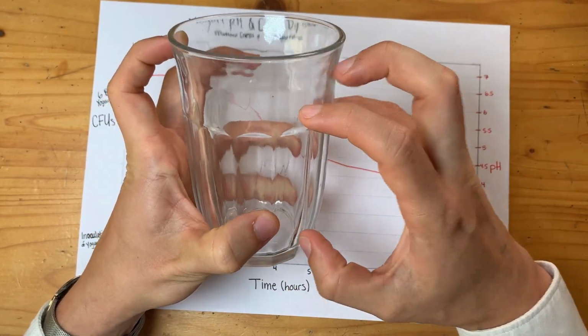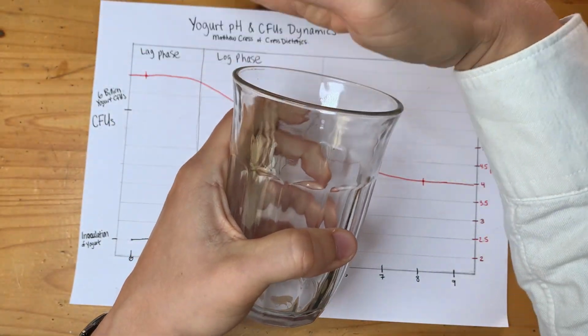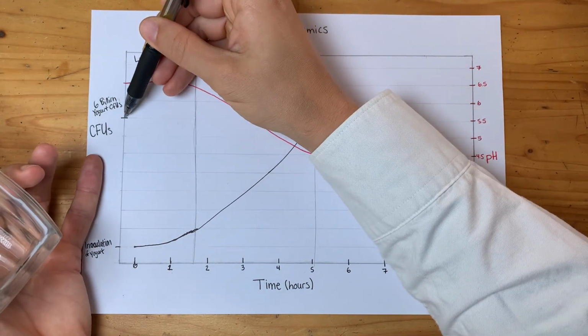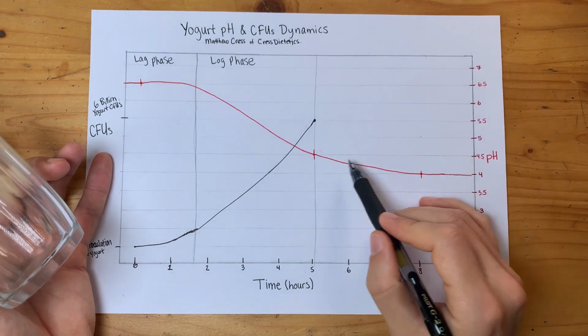Your jar of bacteria is at its maximum. It is full to the brim of population, and it is good. So what that means is that if CFUs is your main concern, you're going to want to stop it right here where your pH is at about a 4.5.